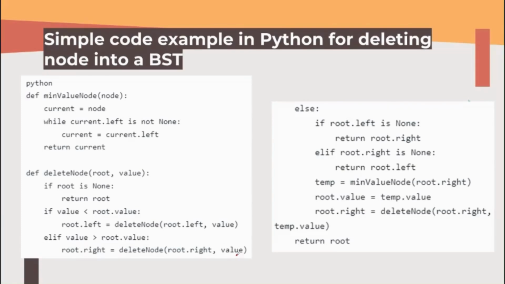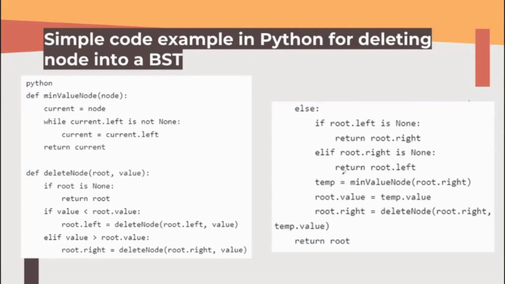Else, if this is not satisfied, that means this is the case of a leaf node or a node containing a single child. For that case, we write the logic that if the left side is None, then return whatever is at the right side. If the right side is None, that means there is an element at the left side, then it will return the left side.